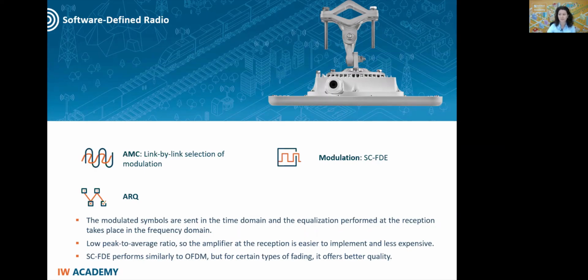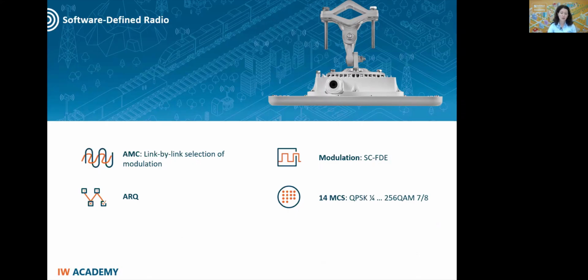for certain types of fading, it offers better quality. When the transmission conditions deteriorate, the signal is affected and cannot be correctly demodulated at the reception. In this case, the transmission system is responsible for taking several actions, of which an important one is to reduce the order of the modulation.